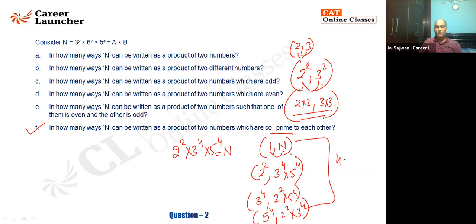So how many combinations are coming there? I'll say 4 pairs are there. I hope it is clear. So they are coming out to be co-prime. Only one of the prime numbers can come out separately. So that's why the 4 combinations are going to come there. Please ask if there is any doubt here.